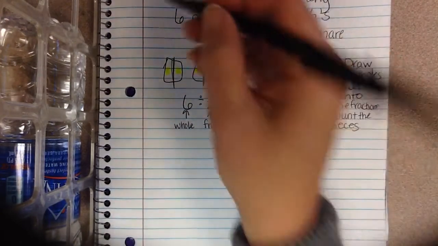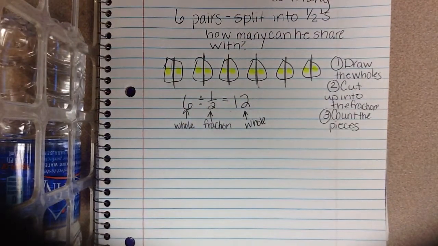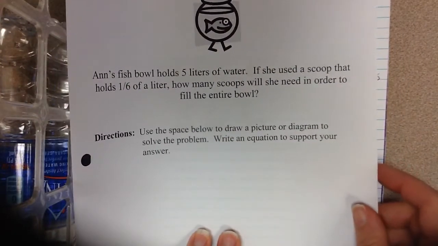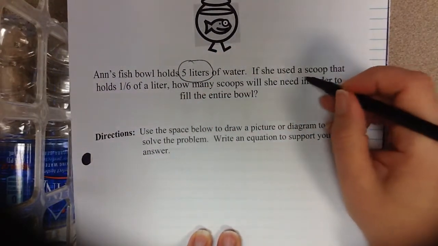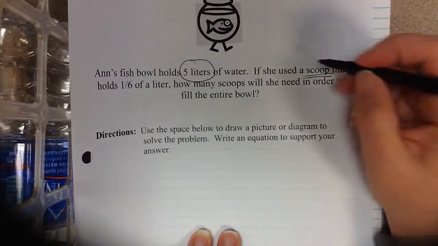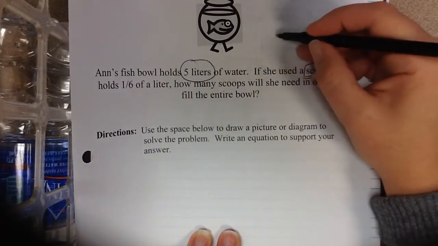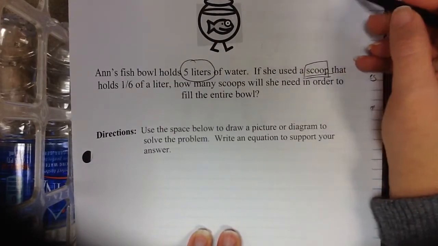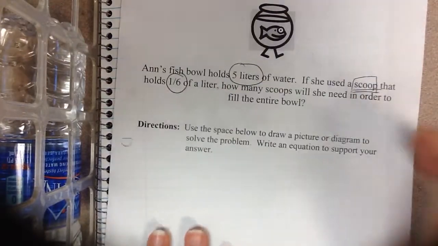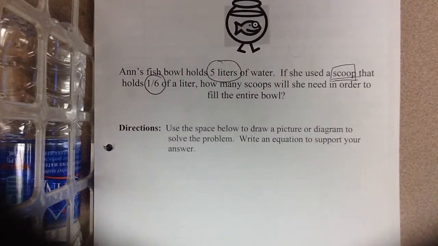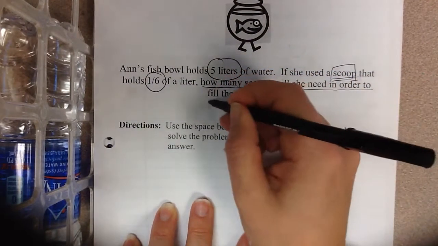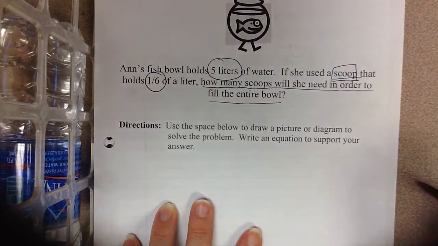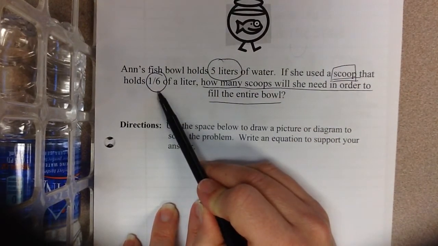All right, so let's look at another problem. Let's see if the pattern continues. So Anna's fishbowl holds 5 liters of water. If she uses a scoop, okay, so she's scooping out. She's going to scoop, scoop, scoop. That holds 1/6 of a liter. You're going to have so many problems that are about servings, that are about scoops, that are taking cups out. And once you realize these problems are all alike, how many scoops will she need to fill the entire bowl? We already know the entire bowl is 5. Each scoop is a sixth.